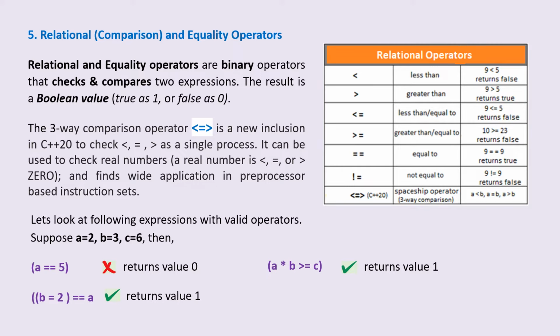Next, B plus 4 greater than A asterisk C. B plus 4 is 7, and 2 multiplied by 6 is 12. Since 7 is not greater than 12, it returns false or 0.